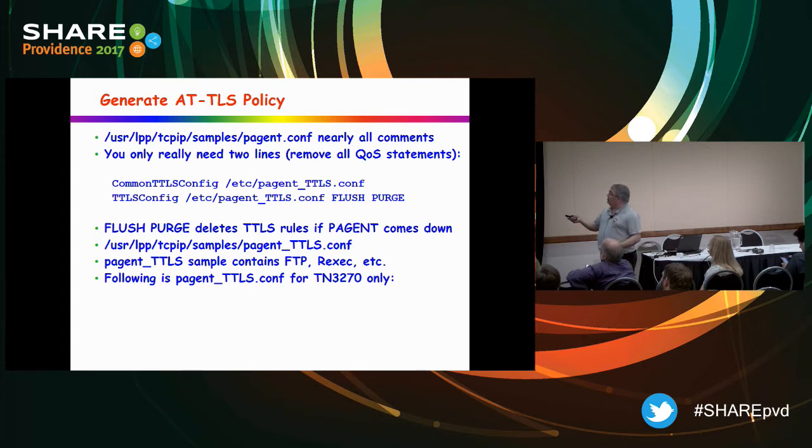So in the pagent.conf file, there are only 2 lines that you need. You just need to say Pagent TTLS conf and then Pagent TTLS conf flush and purge. Flush and purge will remove the TTLS rules when Pagent has to come down for some reason, because without Pagent running, if TTLS is still in effect, nothing is going to be able to connect.